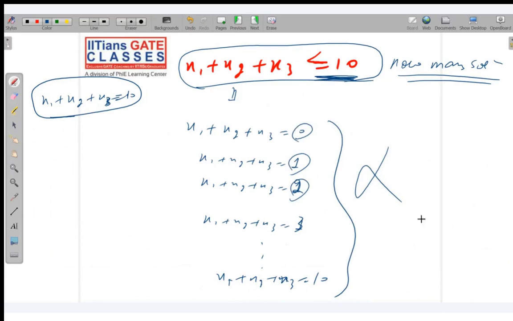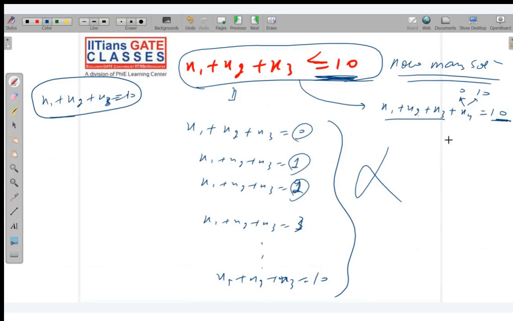So what is the better way? See the beauty of the mathematics: x1 plus x2 plus x3, I will add a dummy variable x4 and then say it is equal to 10, and obviously x4 values can be from 0 to 10. Now if x4 is 0, then x1 plus x2 plus x3 is equal to 10. When x4 is 1, x1 plus x2 plus x3 is equal to 9. When x4 is 9, x1 plus x2 plus x3 is equal to 1. Are you getting it now?